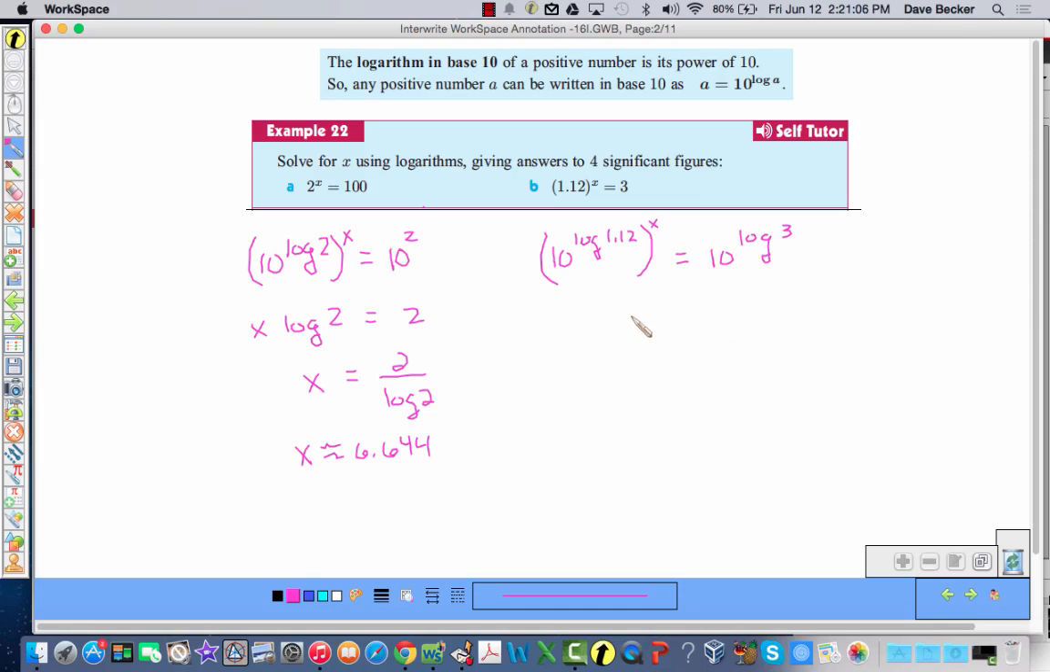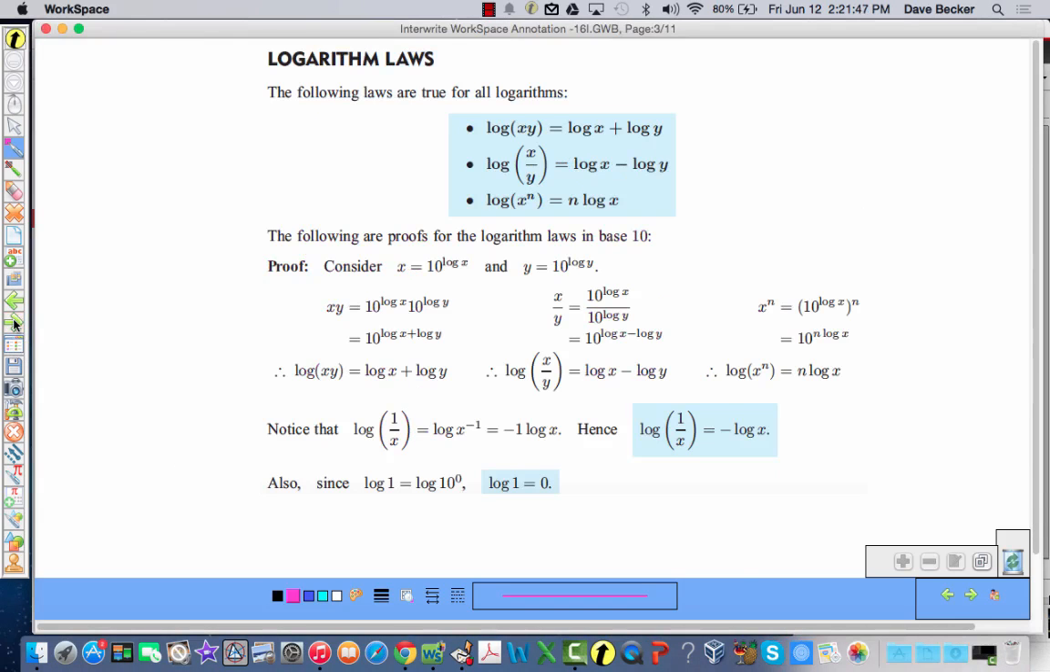Okay? So then what do we get? Same thing, raising a power to another power, so we get x log 1.12. X multiplied by log 1.12 must be equal to log 3 because we have the same base. It's all about that base. X equals log 3 over log 1.12. So x is approximately equal to, and then we would just crank that in the calculator. I'm not going to waste the time to do that, 9.694.